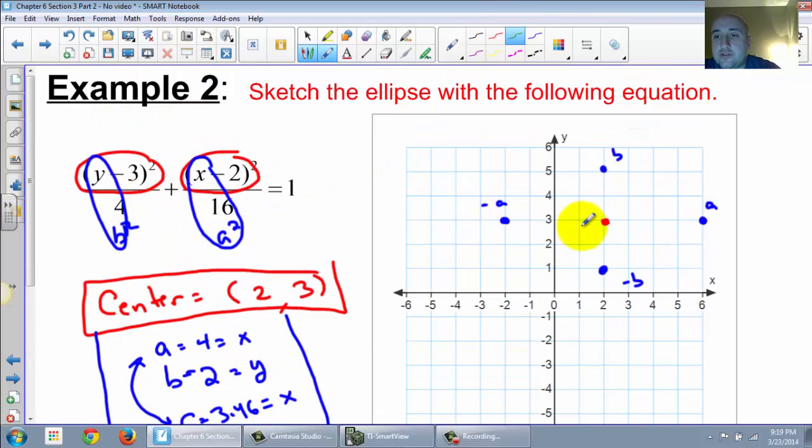Okay, so I find my a's and I'm going to put my c's down. So a's are to the left and to the right, so 3.46, 1, 2, 3, a little bit further, so there's my positive c, and from my center, 1, 2, 3, there's negative c. And remember now, the ellipse is drawn through your b's and your a's. Alright, so there's my ellipse. Okay, so the numbers attached to the y and the numbers attached to the x are the new center.